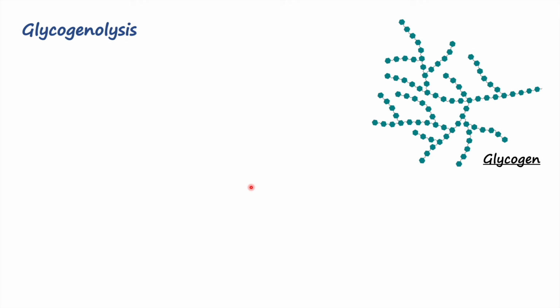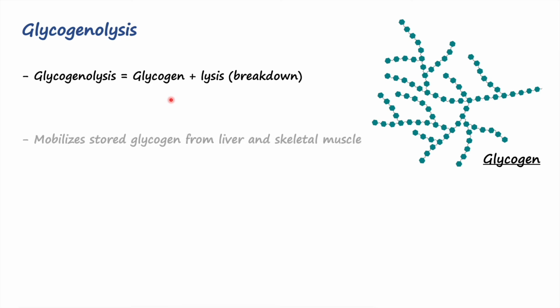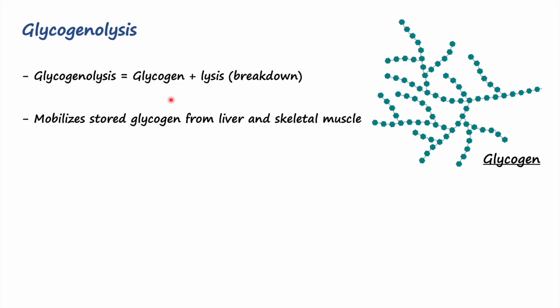So glycogenolysis, basically if you break down the word, first is glycogen and lysis. Lysis means breakdown, therefore glycogenolysis means breakdown or degradation of glycogen. So glycogen is predominantly synthesized in liver and skeletal muscle. So the main purpose of glycogenolysis is to mobilize the stored glycogen from liver and skeletal muscle to provide immediate energy to skeletal muscle during extensive exercise or to maintain blood glucose level during fasting.